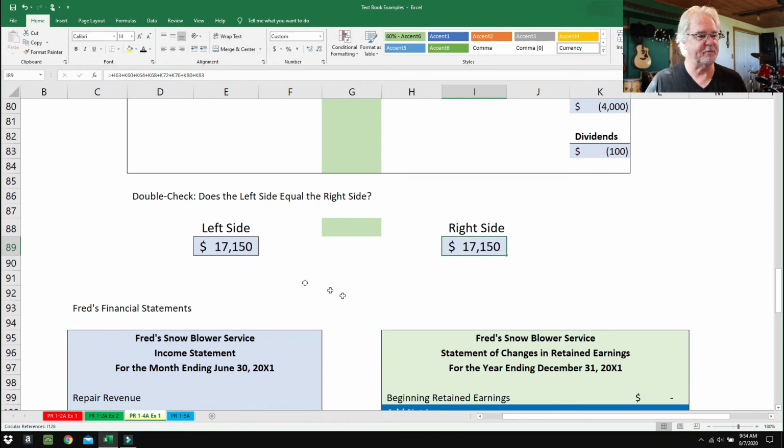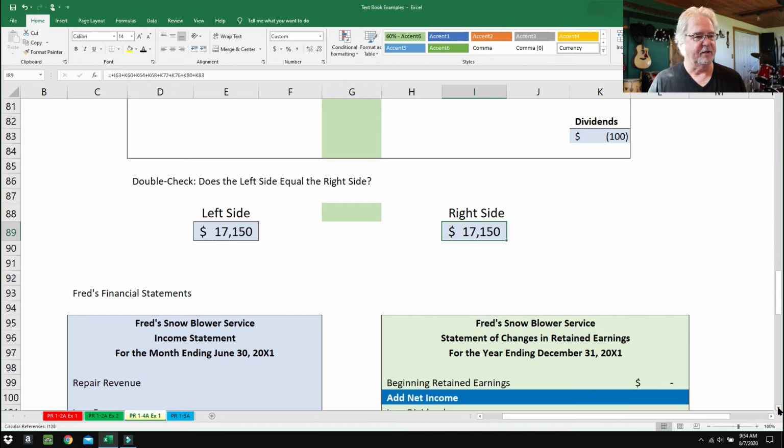But now, if these two numbers, the left side does not equal the right side, you have to stop and figure out why. Because if you go on, it will not work. Guaranteed, 100%. It won't work. It won't get better. You won't get it right. You just got to stop and figure out where you went wrong in that general ledger.